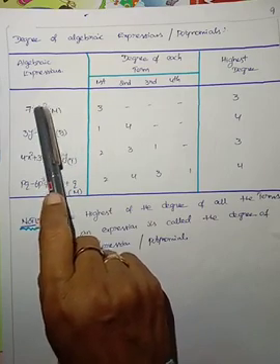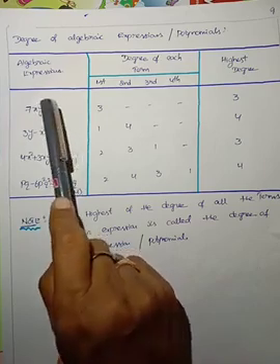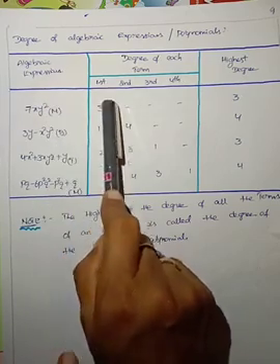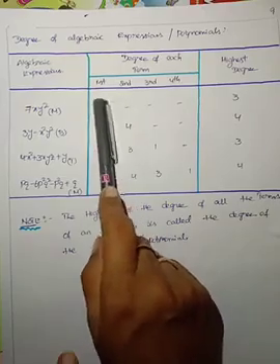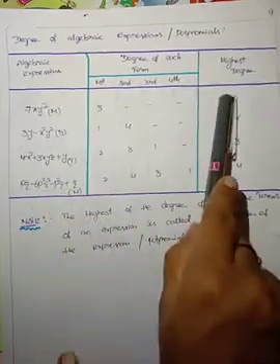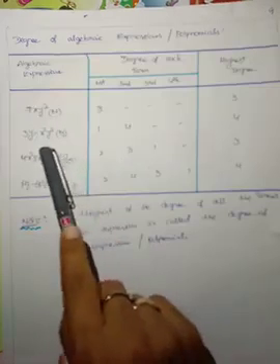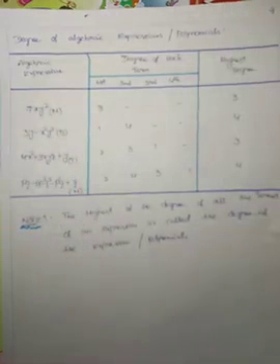The exponent of x is 1, the exponent of y is 2. 1 plus 2 is 3. Here there is only one term, that is the first term. What is that term's degree? 3. So the highest degree is also 3. Then the degree of 7xy square is also 3.